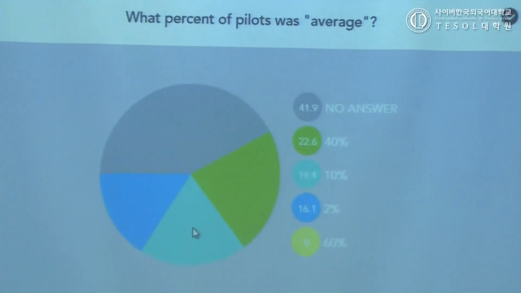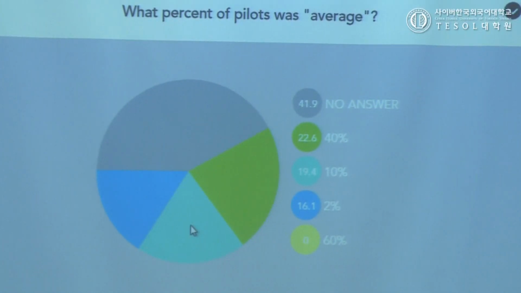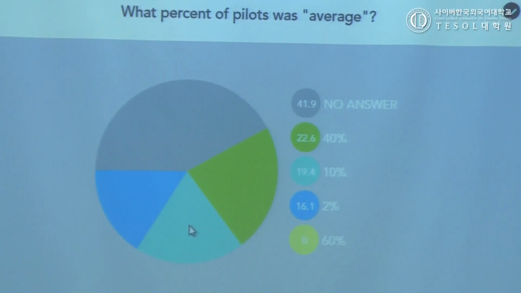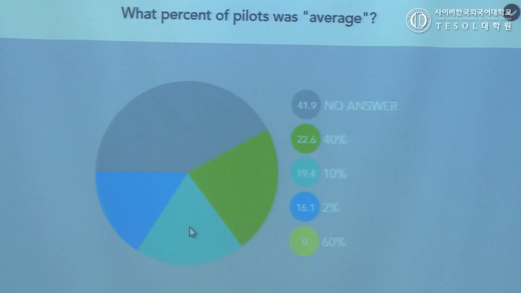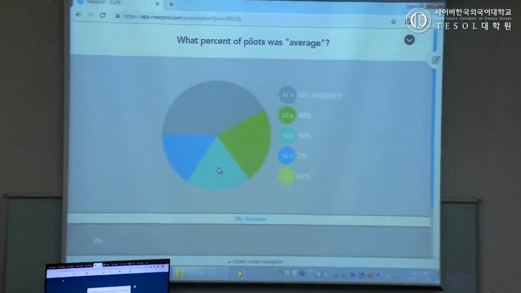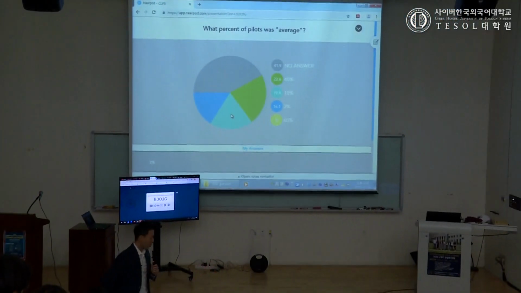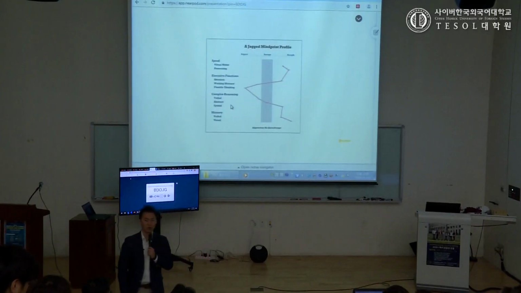Some of you believed it's 40%. Some of you said 10%. Some of you said 2%. Some of you said 0%. The correct answer is actually 10%, so very good to whoever picked that. Of 4,000 pilots, only 10% were really average. It's very interesting. So what does this mean when we consider the education context? Maybe you know where I'm going with this.